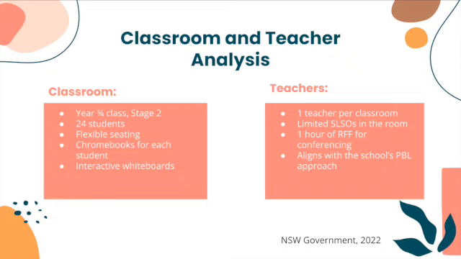This research project focuses on a Stage 2 Composite Year 3-4 class with 24 students. This classroom has flexible seating options with low and high seating and numerous ICT resources, including an interactive whiteboard and a Chromebook provided for each student. Regarding teachers, there is 1 teacher per classroom and limited SLSOs in the room for the older stages. The classroom teacher utilised 1 hour of her RFF a week to use on conferencing with students individually and heavily aligned herself with the school's PBL approach too.